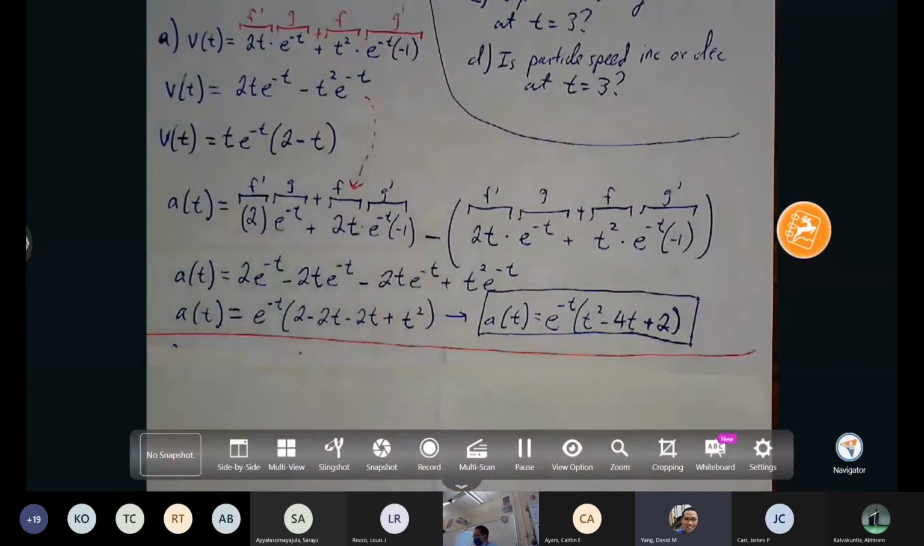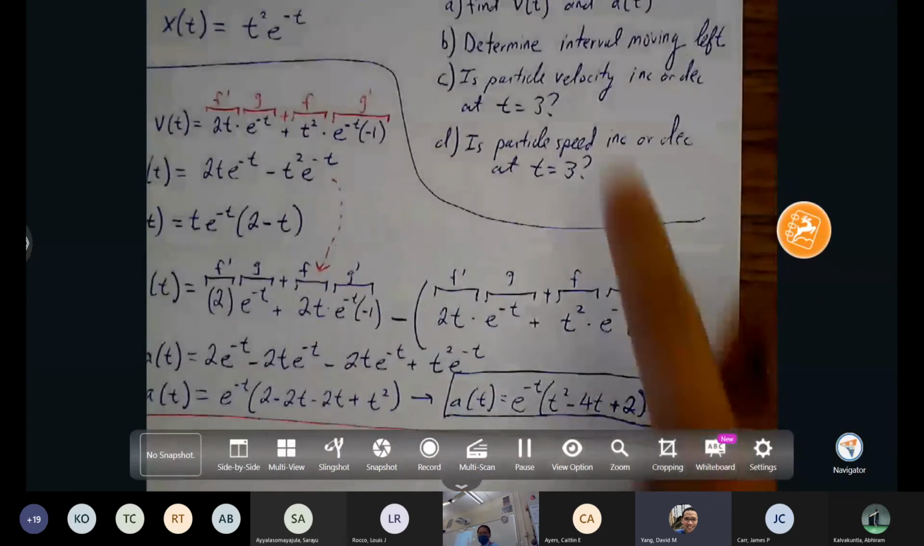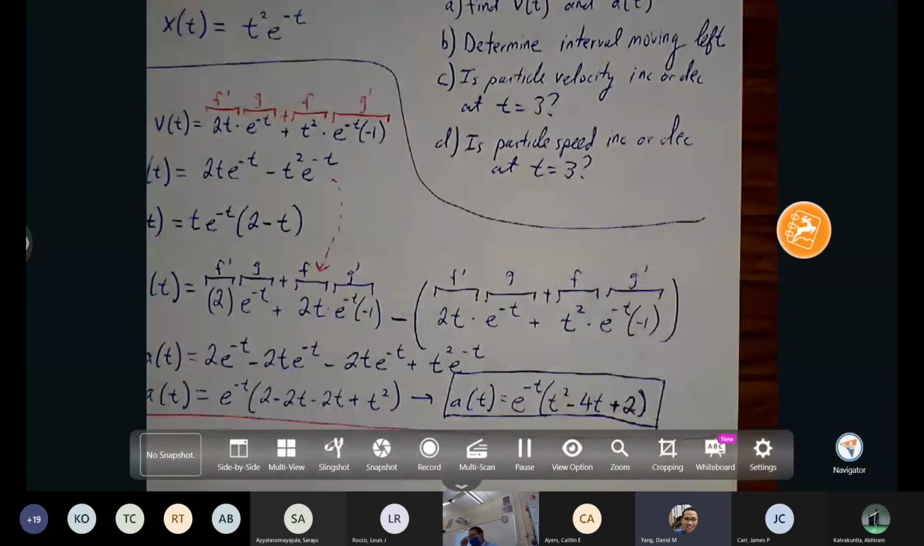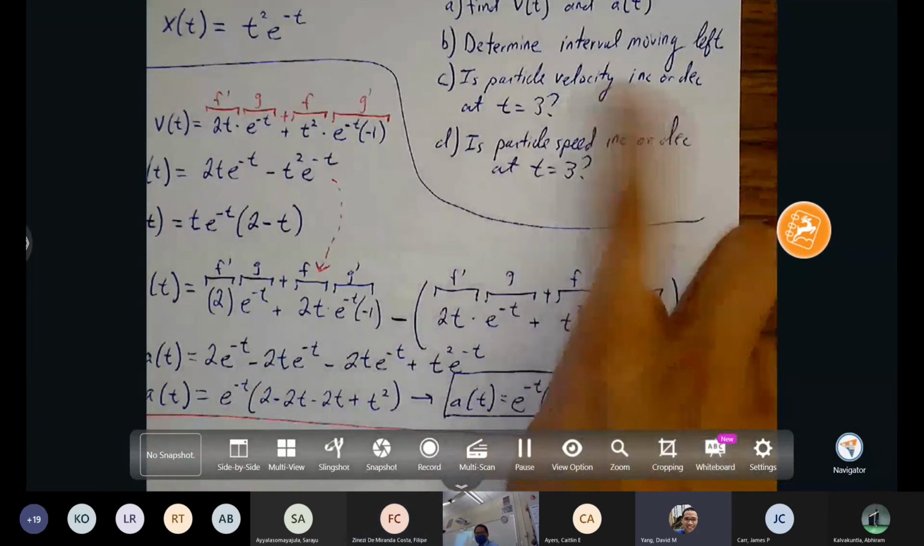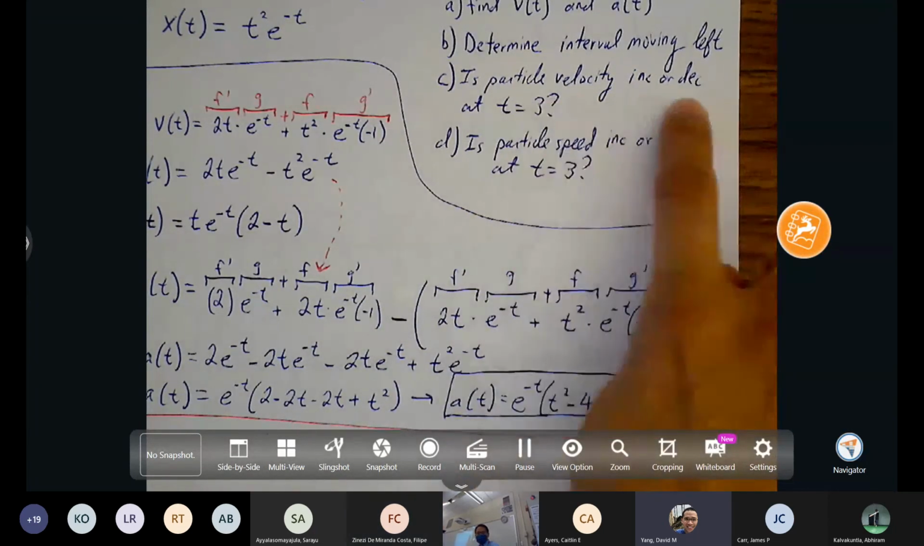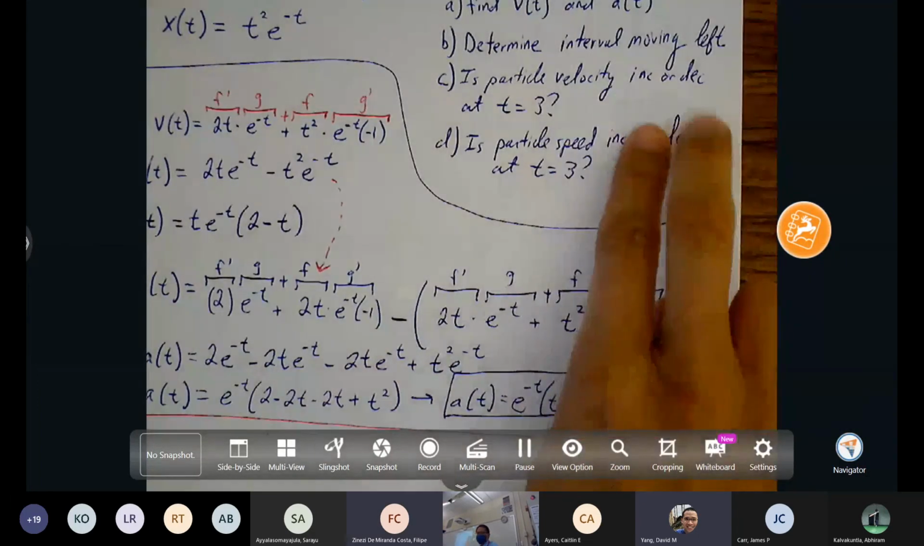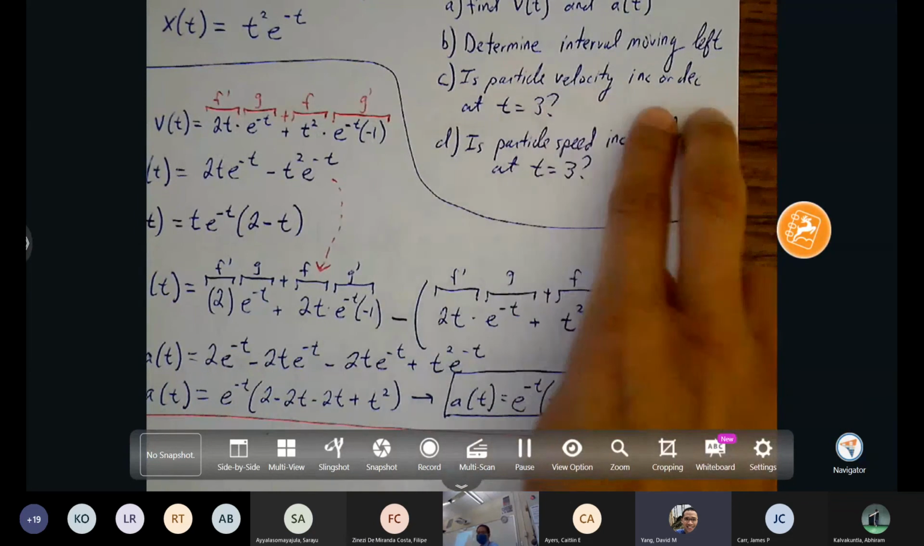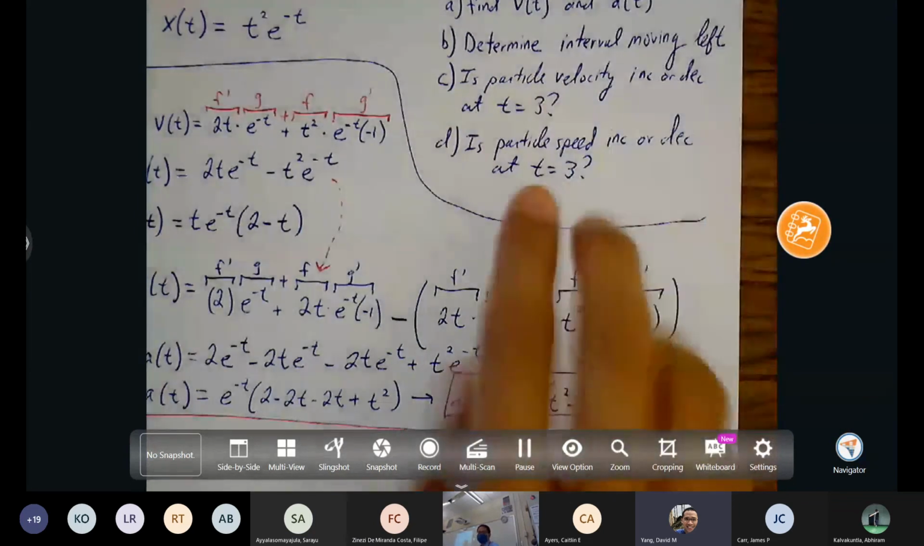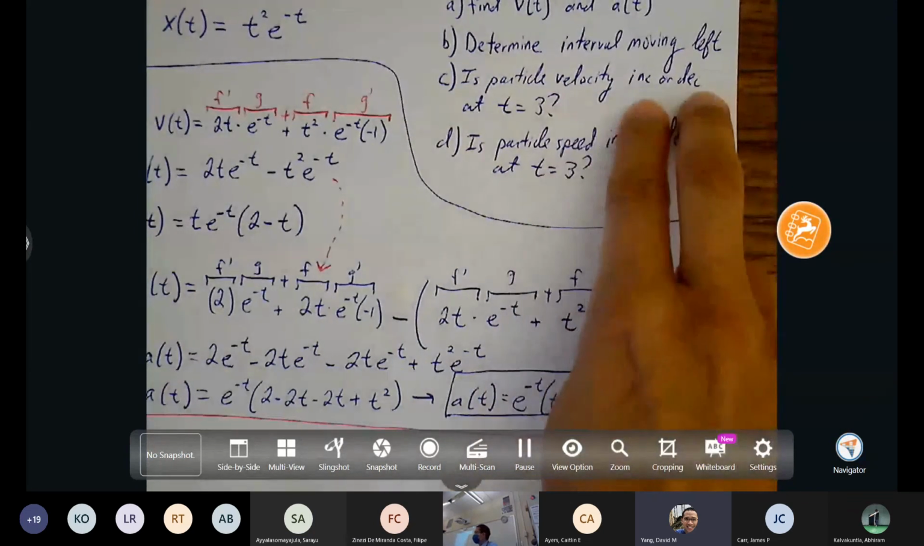Okay, part C, is the particle's velocity increasing or decreasing? How do we determine whether a particle's velocity is increasing or decreasing? Plug it in and see if it's positive or negative. Okay, is this talking about velocity though? No, acceleration. Yeah, it's talking about acceleration, right? You see the word velocity, but it's not the same thing as saying is the particle's velocity positive or negative, right?